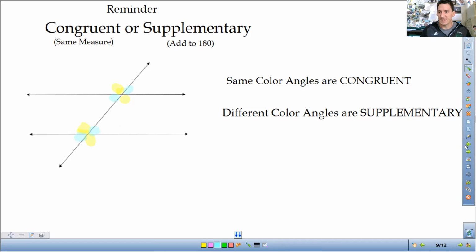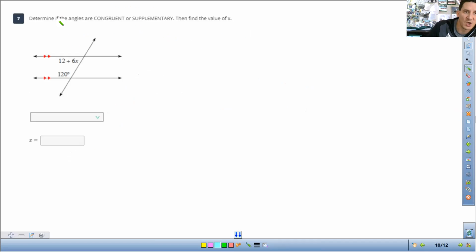All right. So let's look at this one. Determine if the angles are congruent or supplementary, then we have to find x. The problem doesn't tell us if they're congruent or supplementary, so we have to do that work ourselves. I'm going to start off by making the checkerboard pattern. So here, all right, they are different colors, so they add to 180.